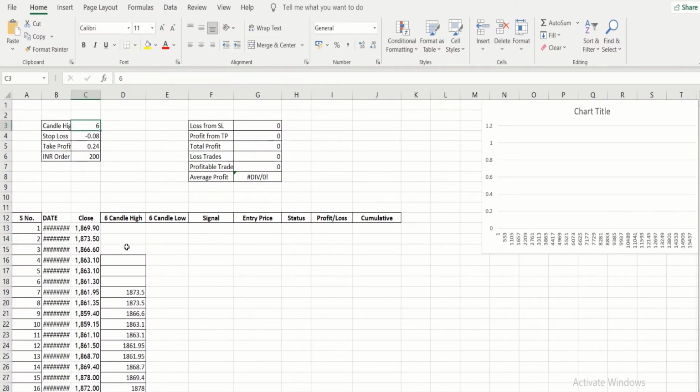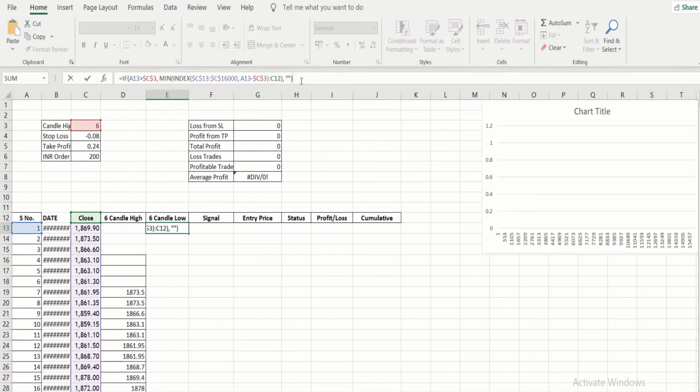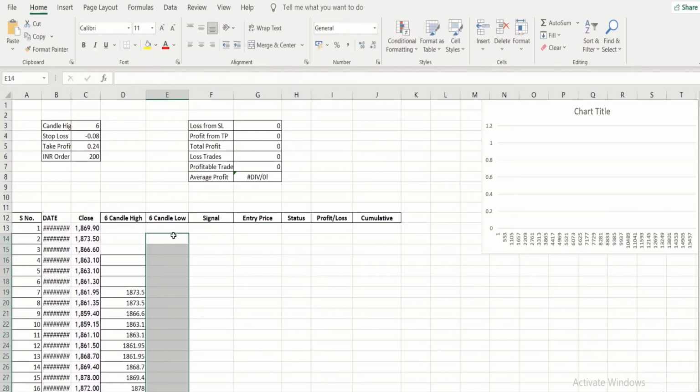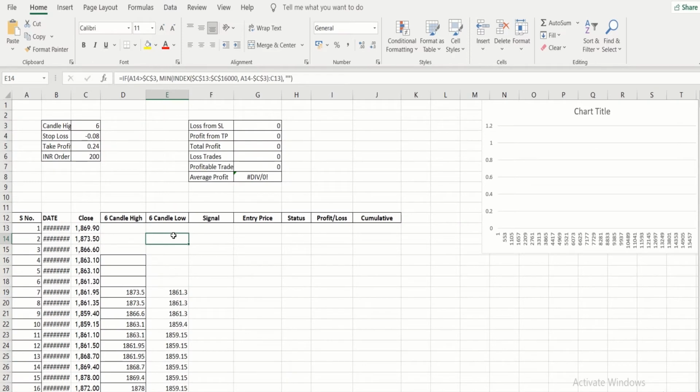remaining periods. Similarly, in column E, we need to calculate the low candle value, which means the minimum value of the last number of candles. So we have got the value here, then just drag and drop down, which will give the value for the remaining periods. Here we have taken the 6 periods for both high and low candles. Now let's move forward to column F, where we need to calculate the trading signal.